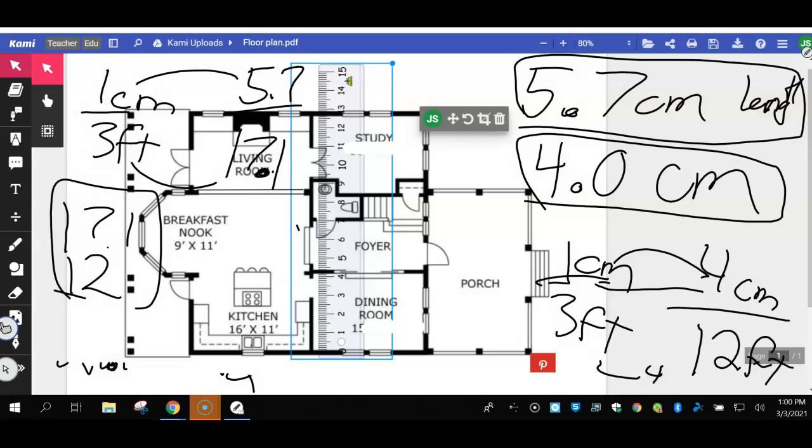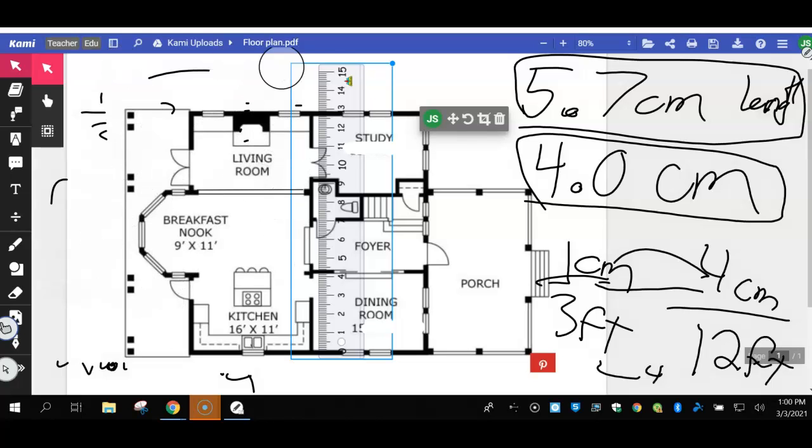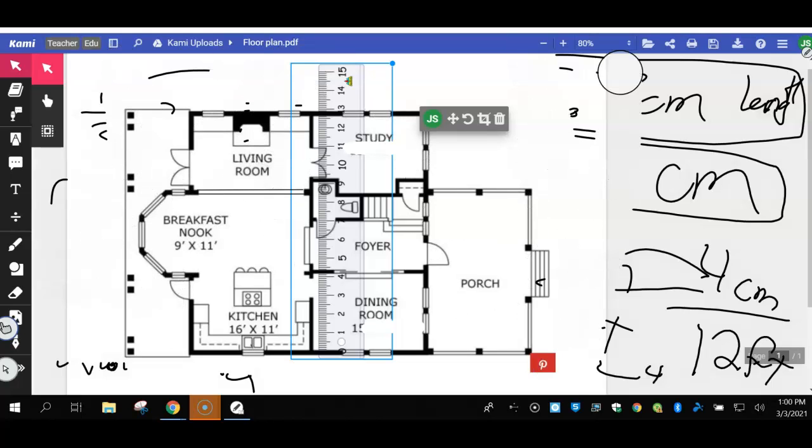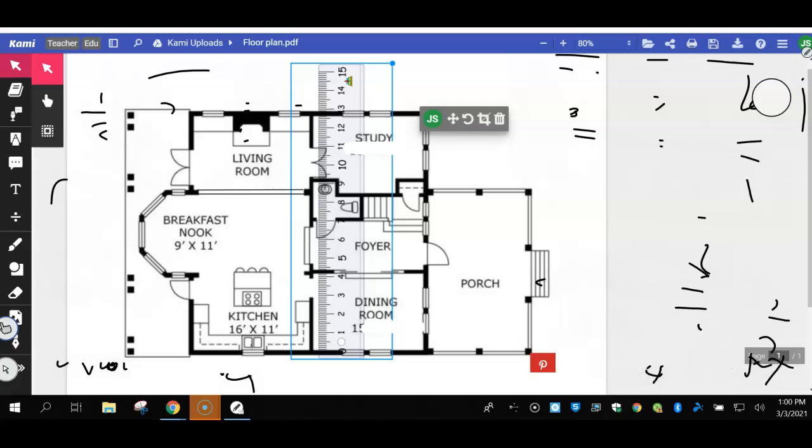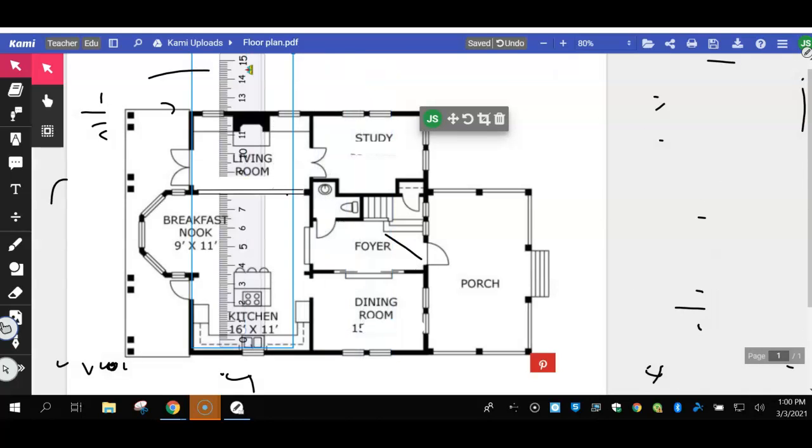So you guys are now going to measure, let's do the porch. You're going to measure the porch with your centimeter side, find the length and the width, and then convert it into feet and show us what you get.